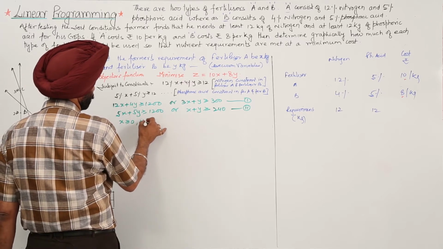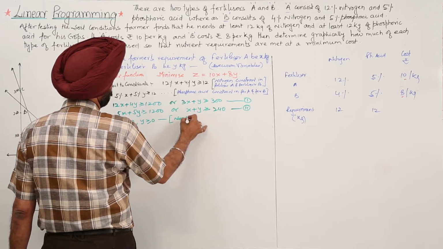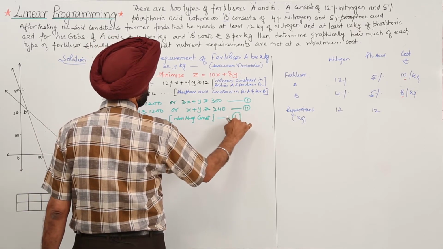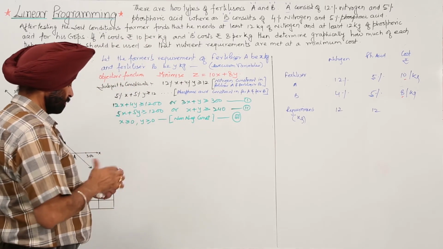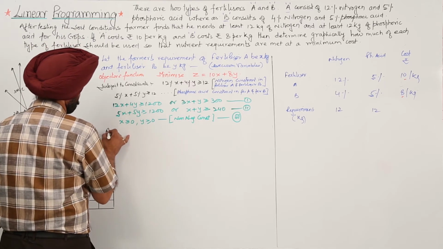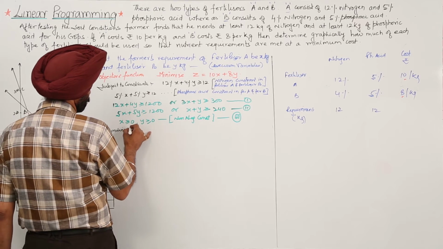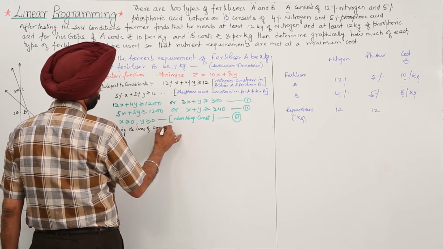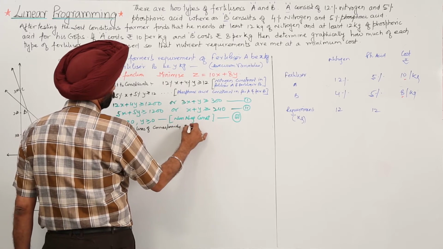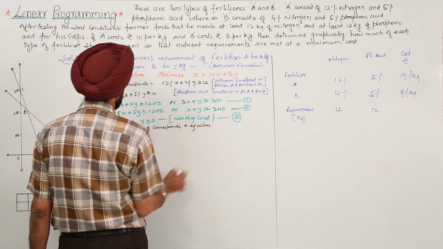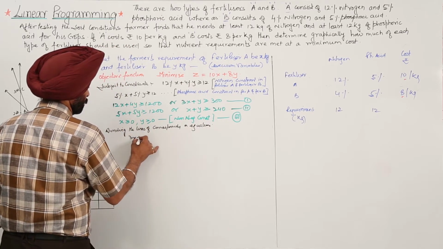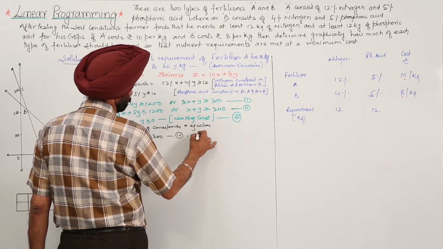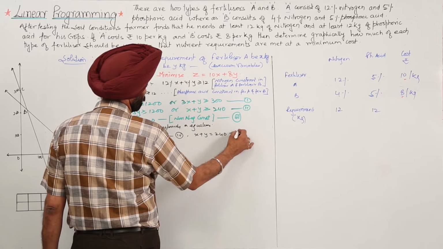x is greater than or equal to 0, y is greater than or equal to 0, non-negative constraints, number 3. Now, rewriting the lines of the corresponding inequations, we are getting 3x plus y is equal to 300, equation number 4, and x plus y is equal to 240, equation number 5.